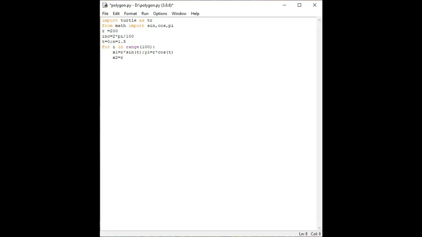sin of t plus n, and then y2 is equal to r times cos of t plus n.